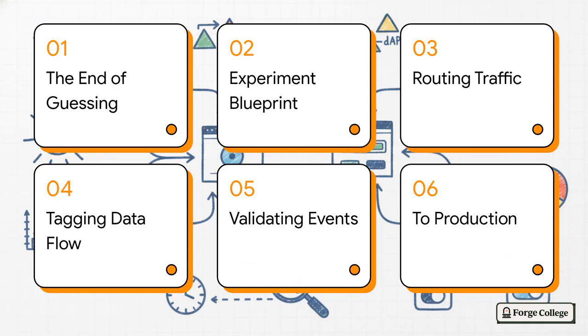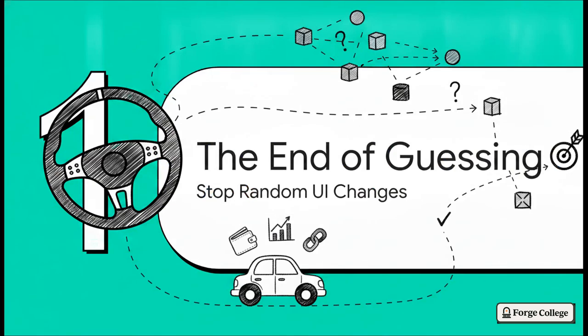All right, let's take a quick look at the schematics for today's build. We've got a 6-step agenda. The end of guessing, designing your experiment blueprint, assigning and routing traffic, tagging the data flow, validating your event stream, and finally, moving from blueprint to production. Let's hit the ground running. Starting off with Section 1, the end of guessing.